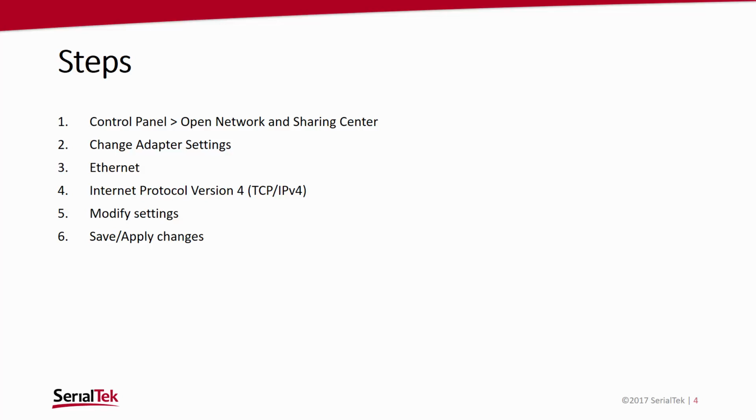At a glance, the steps to modify the IP address are as follows. First, we need to open the Network and Sharing Center, go to Change Adapter Settings, select Ethernet. This is the hardwired Ethernet. Select TCP/IP version 4, select Modify Settings, make your changes, and then please remember to close out to apply those changes so that they take effect.